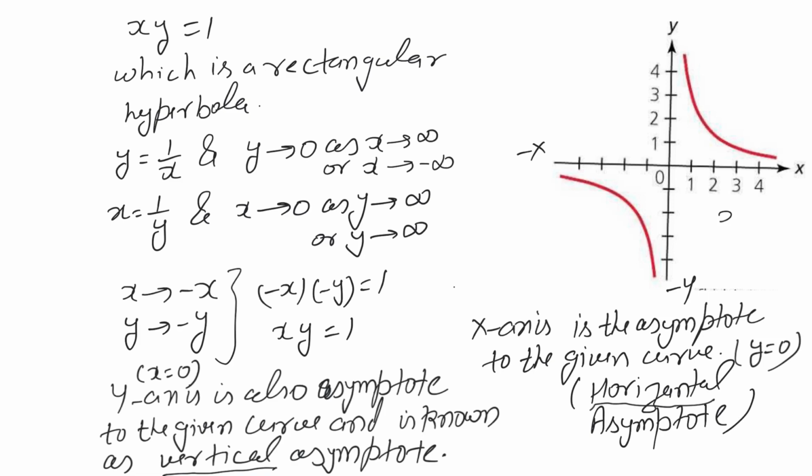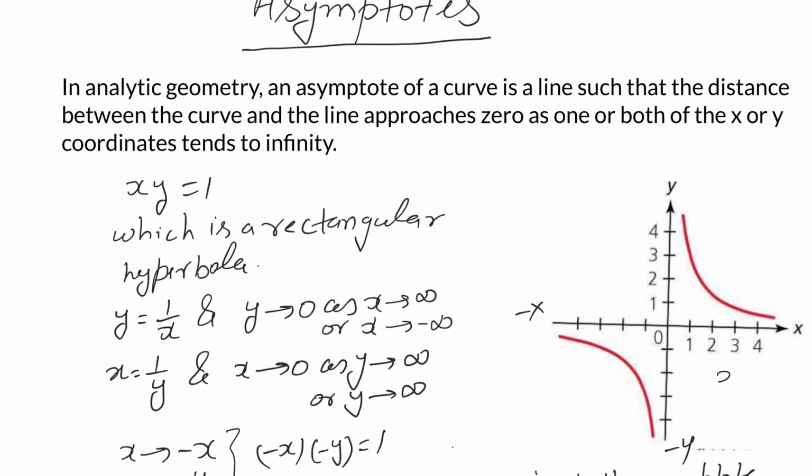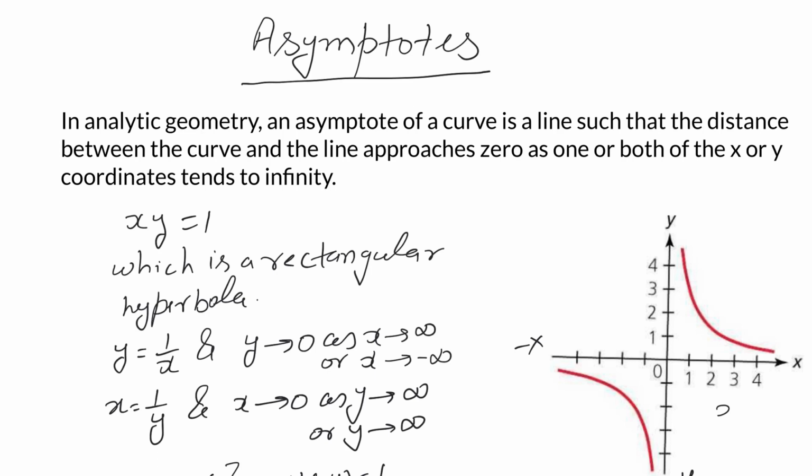So we will again verify the definition of the asymptote. Now look at this definition. I am going to read it out and verify it with the example given. In analytic geometry, an asymptote of a curve is a line such that the distance between the curve and the line approaches 0, and this is the distance.